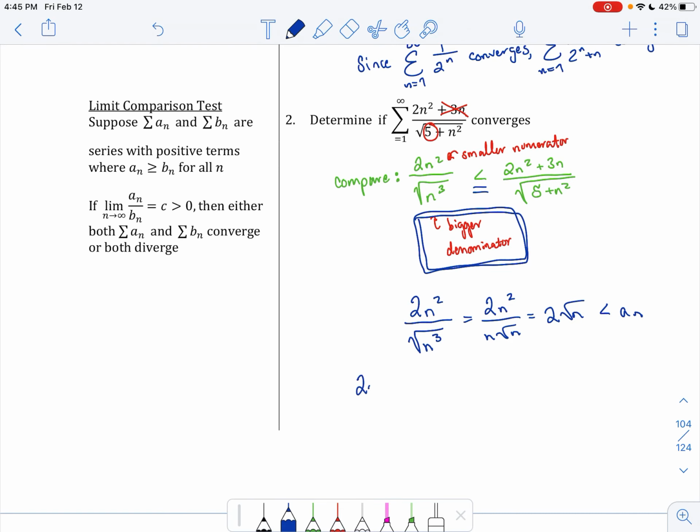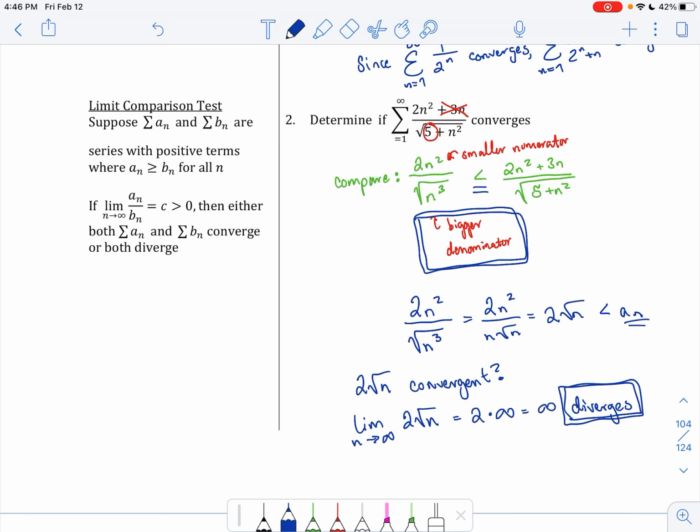Now the question is, is 2 root n convergent? And no, because we can use the limit test, the nth term test, as the AP calls it. That just means, what happens as n approaches infinity of 2 root n? Well, that's just 2 times infinity. That's infinity, which means that this is divergent, which means a n is also divergent because they have the same behavior.